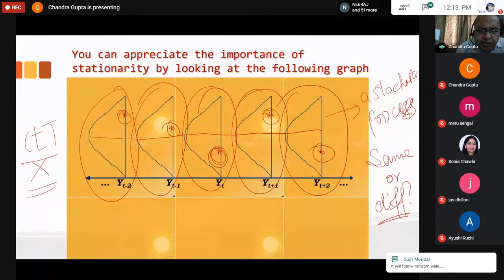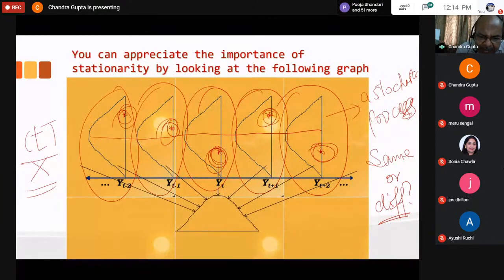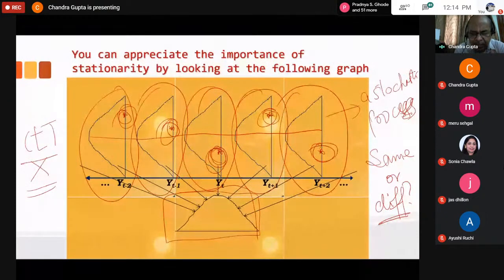I repeat my question. If you take these observations and put them together, will you get the same distribution or a different distribution? Sujit is saying it will follow random walk. I'm sorry, we have nothing to do with the random walk because I do not know what the process is. It may be random walk, it may not be. If you take these observations, you will get the same distribution. So if your process is stationary, then the resultant time series will also have the same distribution.